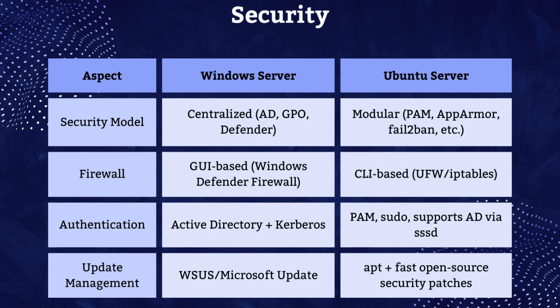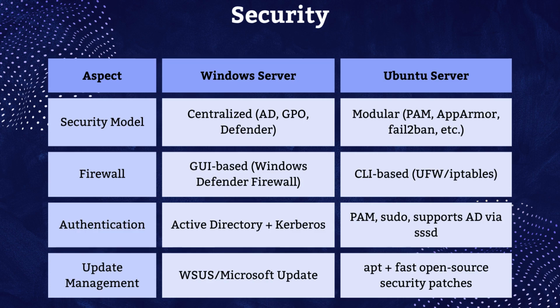and update management. So firstly, which is security model, Windows Server uses a centralized security model, mainly through Active Directory, group policies, and Windows Defender. This makes it easier for administrators to enforce policies across an organization. In contrast, Ubuntu Server uses a modular and flexible security model, relying on tools like pluggable authentication modules, PAM, AppArmor, and Fail2Ban. Although it's less centralized, it allows fine-tuned control over system access.